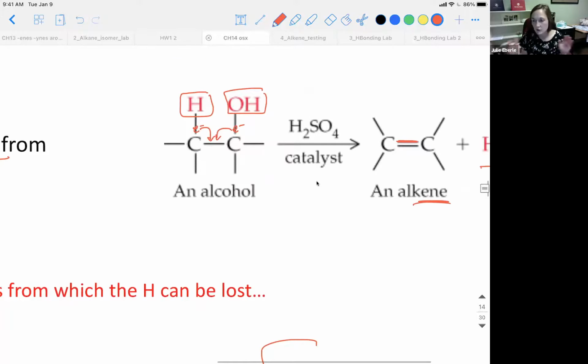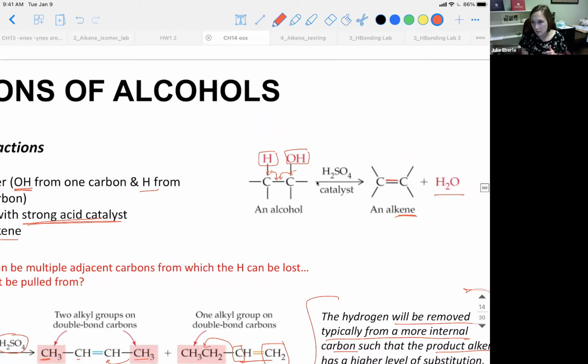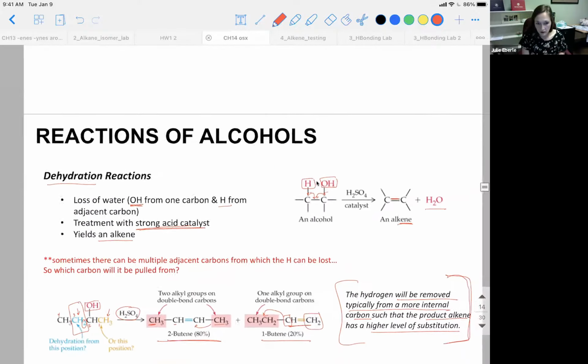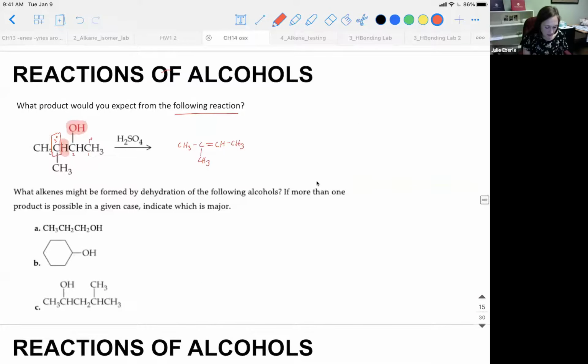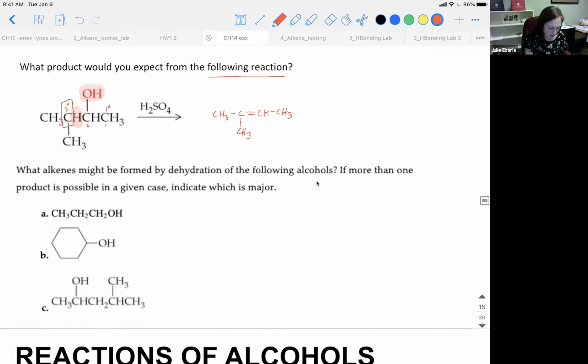Now, you're not going to have to draw electrons and arrows for me, but you do need to be able to write the product. So let's do some more practice, and if anybody still has questions after that, please stop me and we can walk through this again.